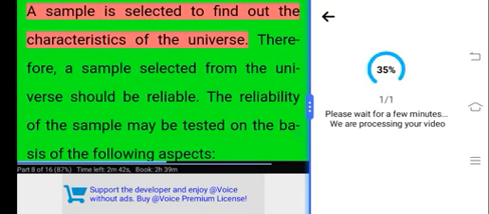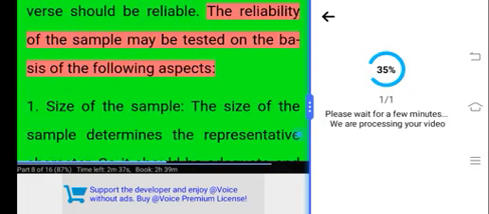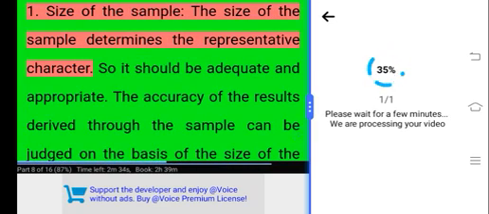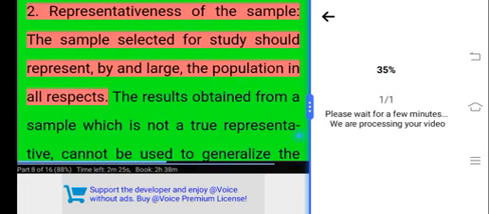Interpreting validity of sample results. A sample is selected to find out the characteristics of the universe. Therefore, a sample selected from the universe should be reliable. The reliability of the sample may be tested on the basis of the following aspects. 1. Size of the sample. The size of the sample determines the representative character, so it should be adequate and appropriate. The accuracy of the results derived through the sample can be judged on the basis of the size of the sample selected.